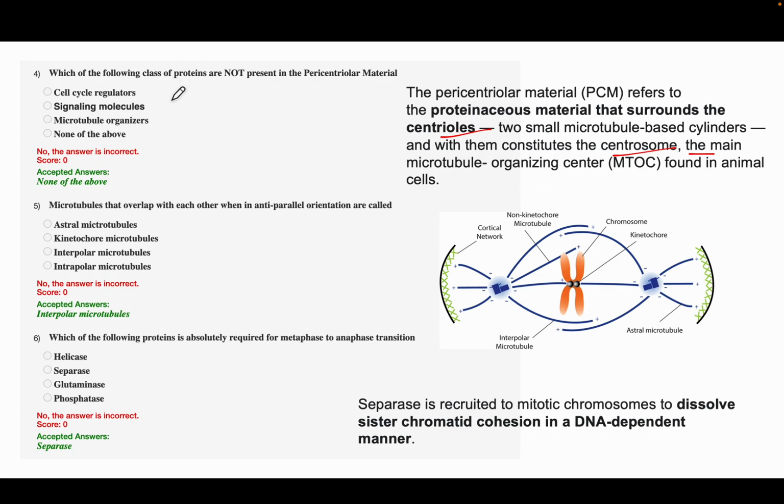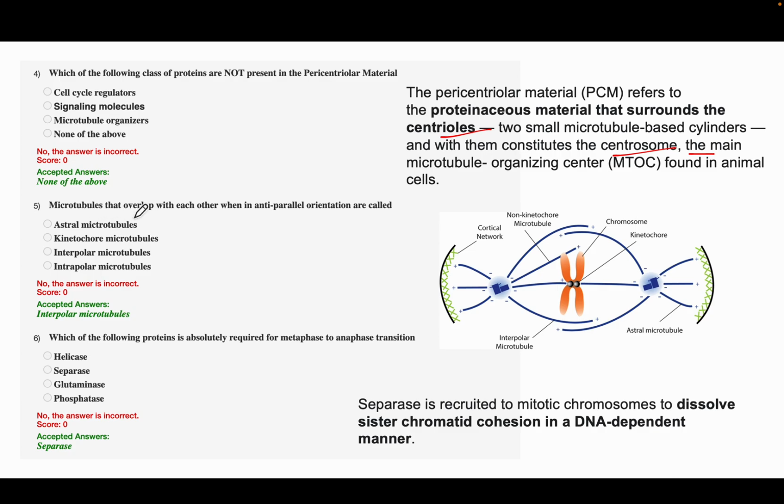So which of the proteins are not present? None of the above will be the answer, because all these classes of proteins are present. So here everything will be present to make the system run. So the answer will be none of the above.